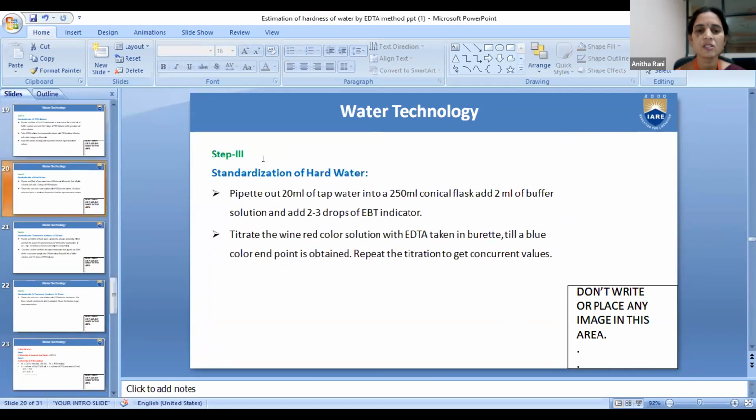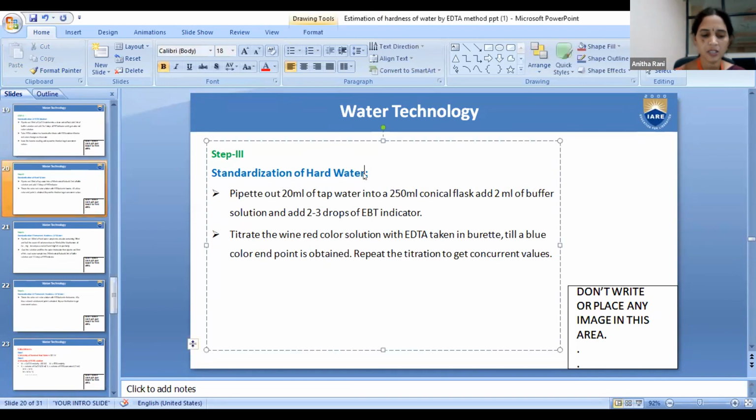Now step 2 is, we are taking 3 samples. Okay, one is calcium carbonate solution, standard hard water. And the next one is we are taking a tap water. So that is step 3. Hard water is tap water, students, listen. So that is standardization of hard water, that is tap water we are taking.